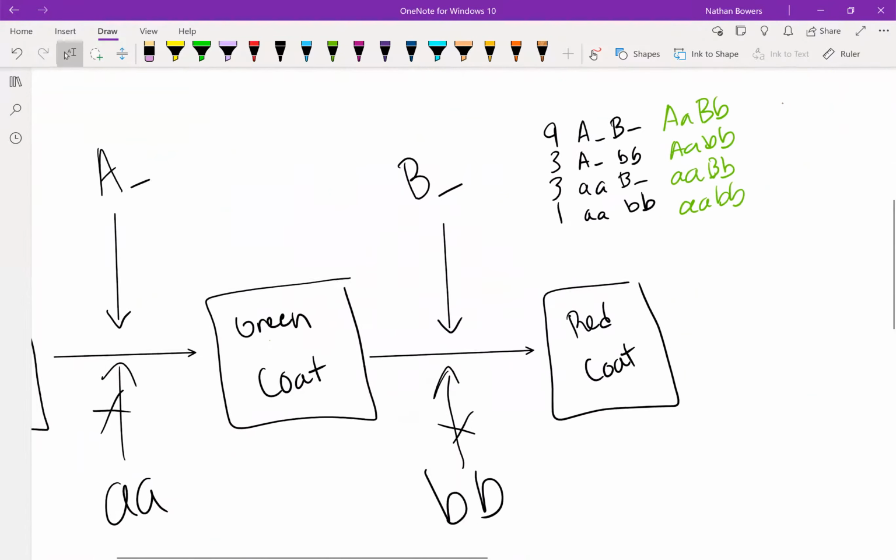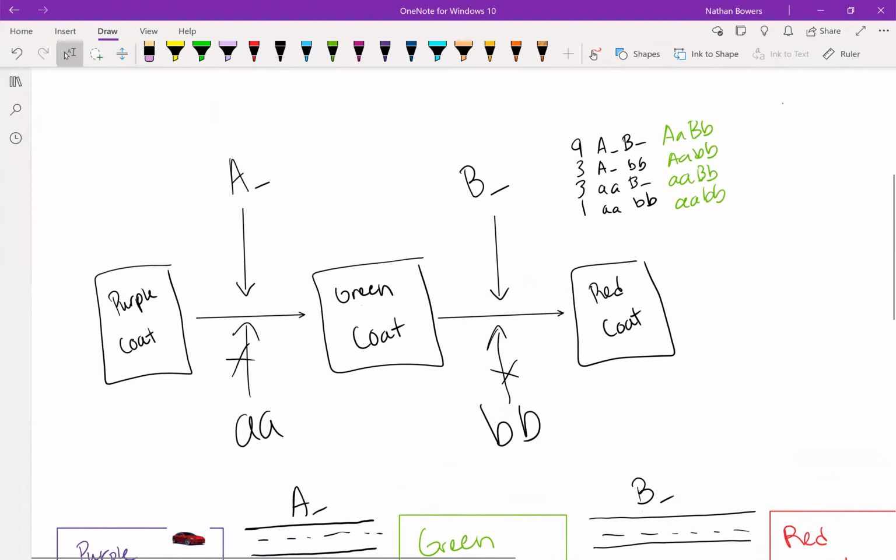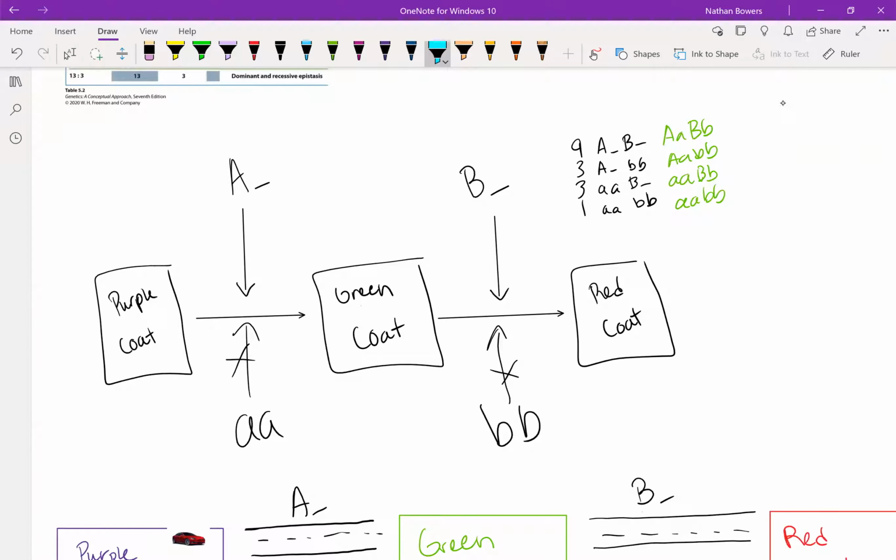Now, to determine the case of epistasis, we can use this pathway right here. If the phenotype doesn't even have a big A allele, that means it cannot go in this pathway to the green coat. That means it's stuck at these 2 small a's, meaning it gets stuck with a purple coat.